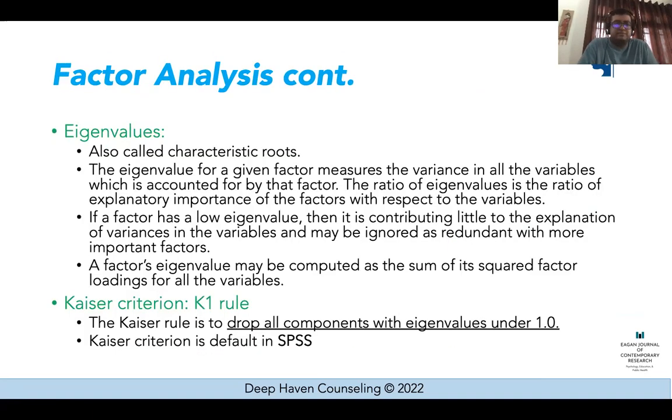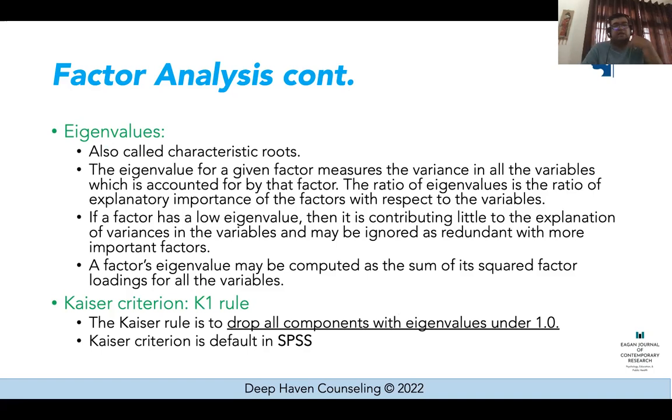So eigenvalues are also called characteristic roots. The eigenvalue for a given factor measures the variance in all variables which is accounted for by that factor. The ratio of eigenvalues is the ratio of explanatory importance of the factors with respect to the variables. And if a factor has a low eigenvalue, then it is contributing little to the explanation of variances in the variables and may be ignored as redundant with more important factors. So a factor's eigenvalue may be computed as the sum of its squared factor loadings for all the variables.